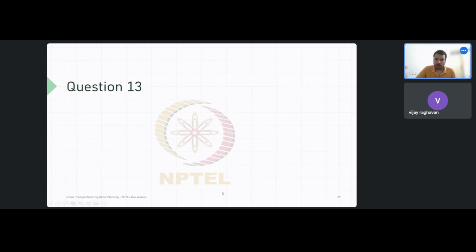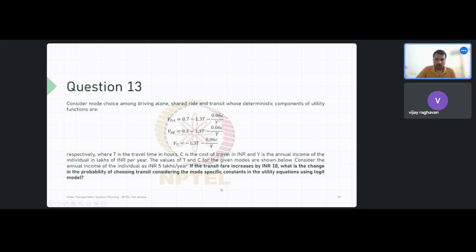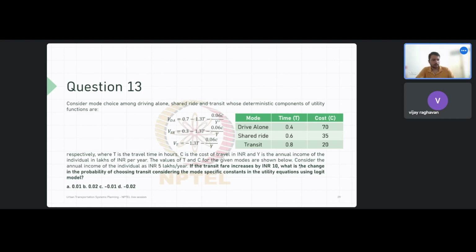Moving to question 13. So the data is the same equations. T is our time in hours, C is cost, Y is income. So here we are saying transit fare is getting increased by 10 rupees. So what will be the change in probability of choosing transit, considering the mode specific constants in the utility equations, using logit model. So we have been given the value, we have the data.